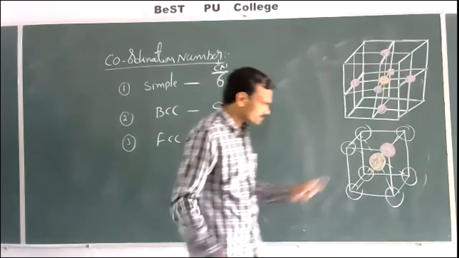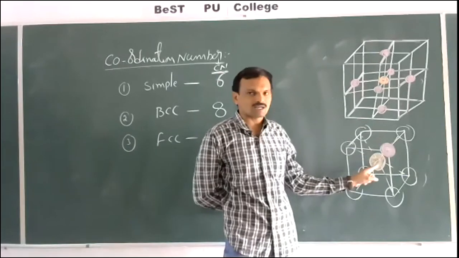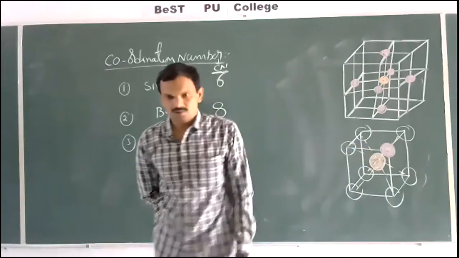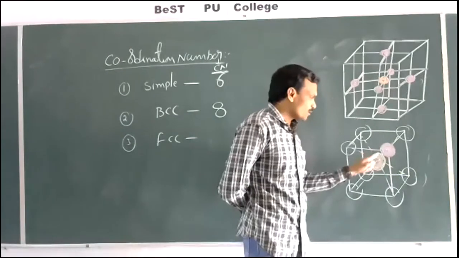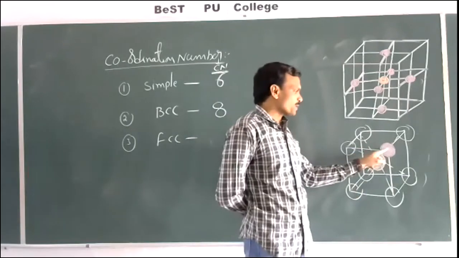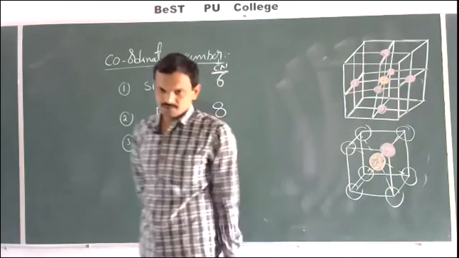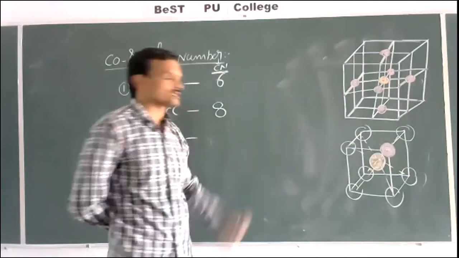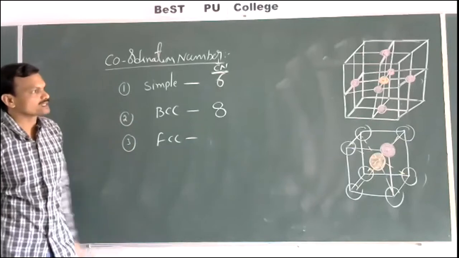See once again, in BCC lattice, a body centered particle is in contact with 8 corner particles of the same unit cell. Similarly, a corner particle is in contact with body centers of 8 unit cells. So this corner particle is in contact with the body centers of the 8 unit cells with which it is shared. So the coordination number of every particle in BCC lattice is 8 only. This is about BCC lattice.